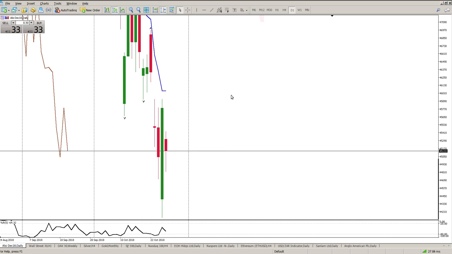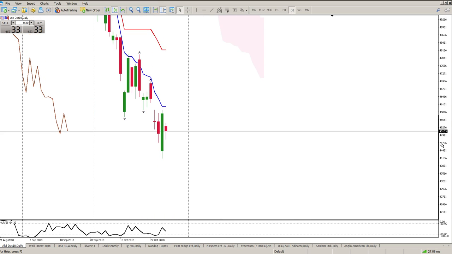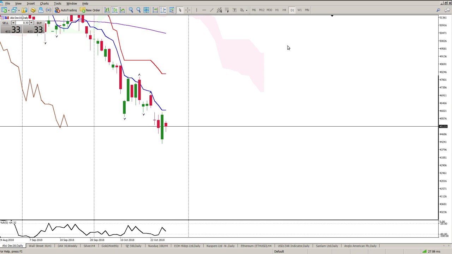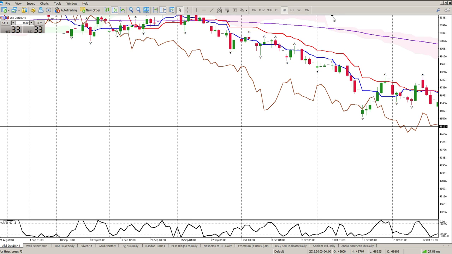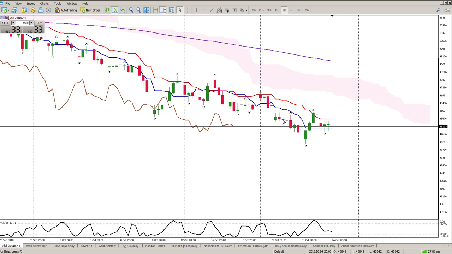Sorry, that's a 4 hour. The daily pretty much has started to flatten out as well. So nothing to read into it, but just a warning that we may be starting to range. Alternatively, if we stay above Tenkansen, the blue line, then there is potential that we can get above Kijunsen. If we can get above Kijunsen, then it's a break. But again, remember what I said: this fractal level here is your line in the sand.